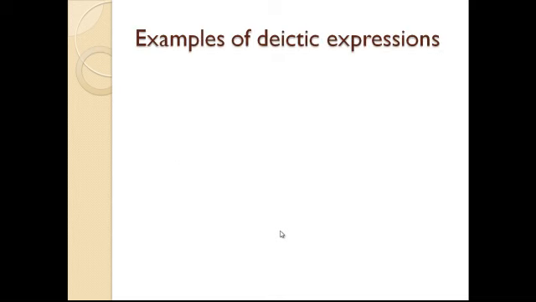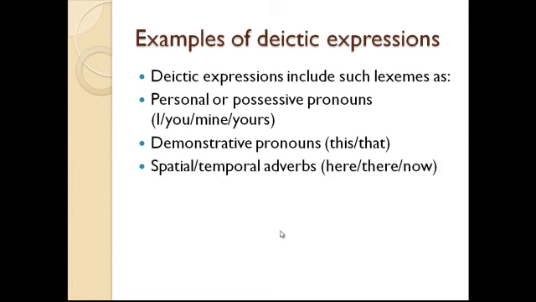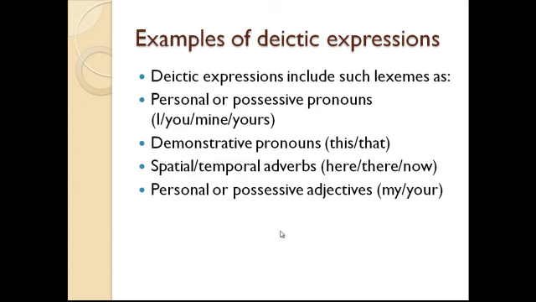Let's look at more examples of deictic expressions. Personal or possessive pronouns, all those that you know, for example, I, you, mine, yours. All these are deictic expressions. Demonstrative pronouns like this and that. Spatial or temporal adverbs, for example, here, there, now. Personal or possessive adjectives such as my or your. Demonstrative adjectives, this and that. All these are examples of deictic expressions.